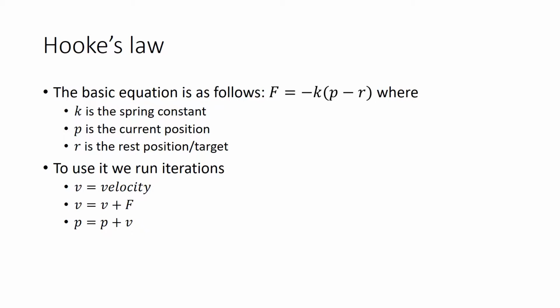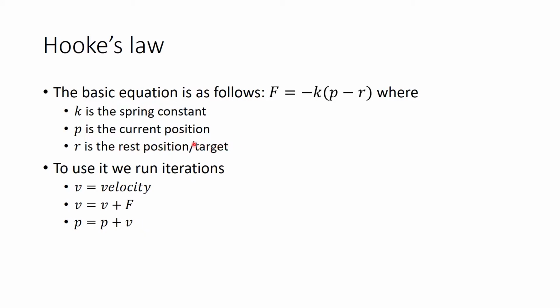Now the basic equation is as follows. It's F is equal to negative K times P minus R. Now, K is a spring constant. Normally we put that value between 0 and 1, but technically it could be above. And P is the current position and R is the rest position or the target.